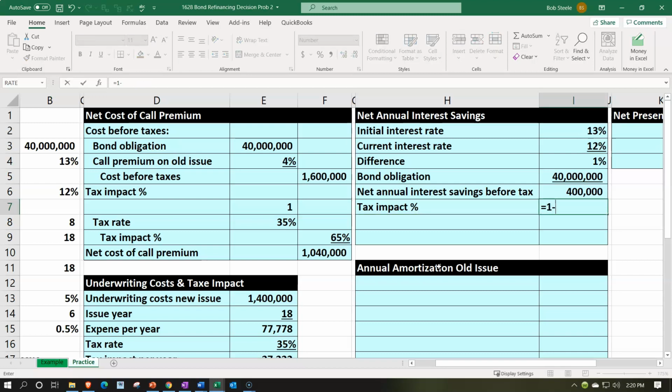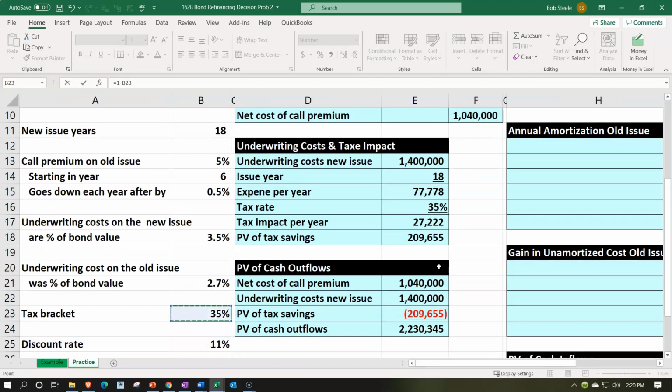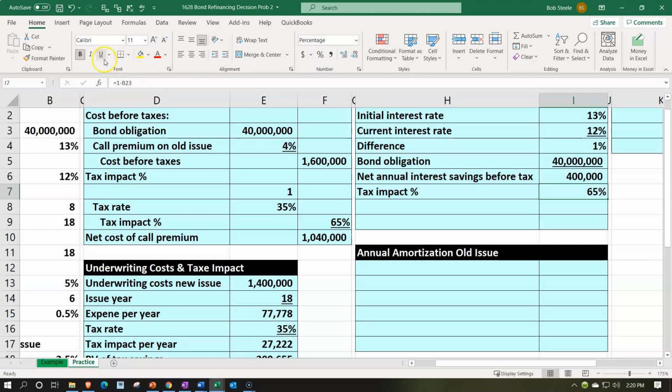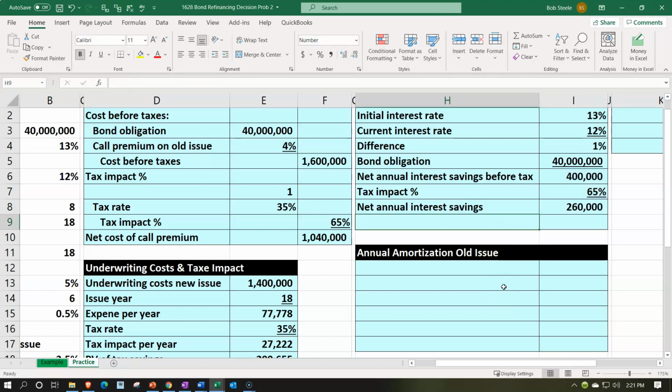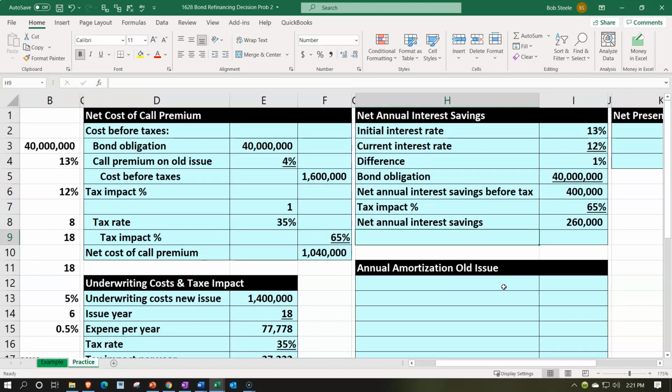The tax rate then is going to be, or let's say tax impact percent, let's call it, which will be equal to 1 minus the rate, which is 35%. That gives us, if we make that into a percent, number group, percentifying it, 65%, underlining that, font group and underline, we get the net interest savings. And that's going to be equal to the 400,000 times the 65%, we get the 260,000. Now that's going to be the savings yearly.